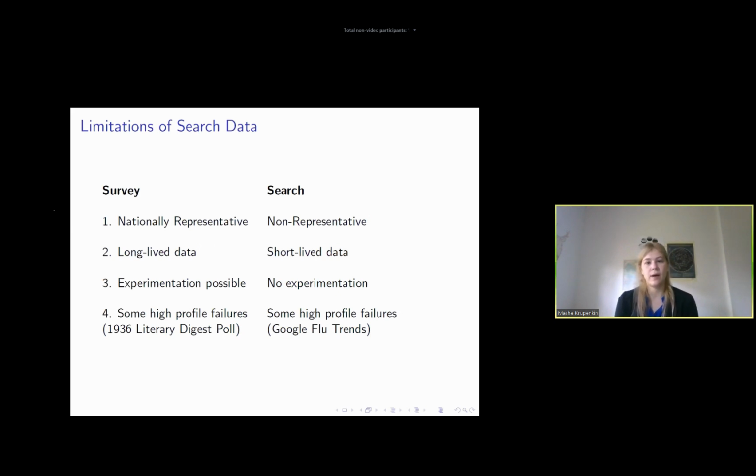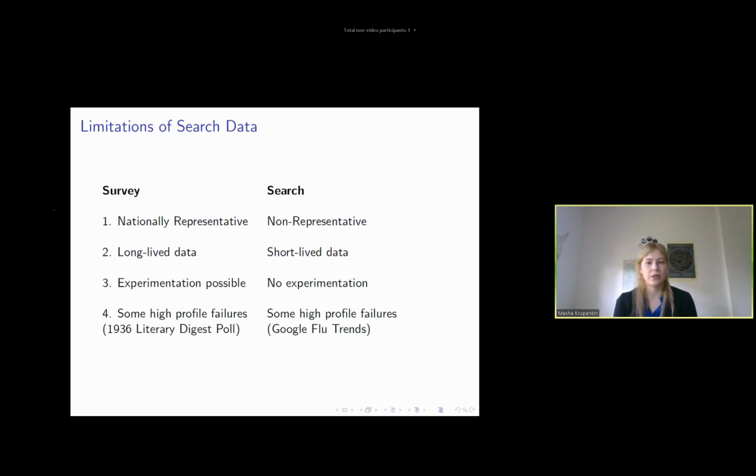A second limitation of search data as compared to survey data is that survey data is fairly long-lived. If I do a survey today, the data will still be available, usually 10 years from now or whatever. Whereas with search data, due to privacy concerns, oftentimes search data is scrubbed or deleted after 18 to 54 months, depending on the particular type of data. There are certainly ways to mitigate this, but most of the time I can't, for example, go back and look at the 2012 election.